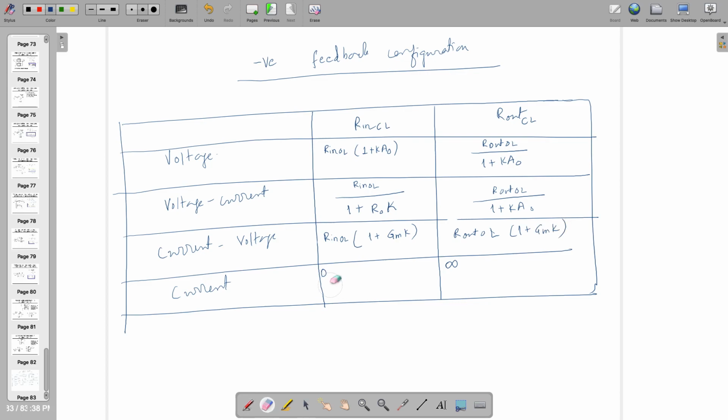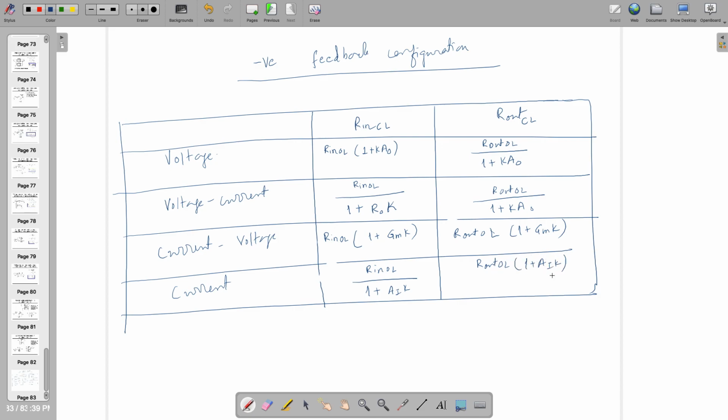In this case, I want to have it 0. So 0 is only possible when I divide it, and let's call it AI times K, where the unit of AI is ampere per ampere. And for this one, it's going to be multiplied by 1 plus AIK.